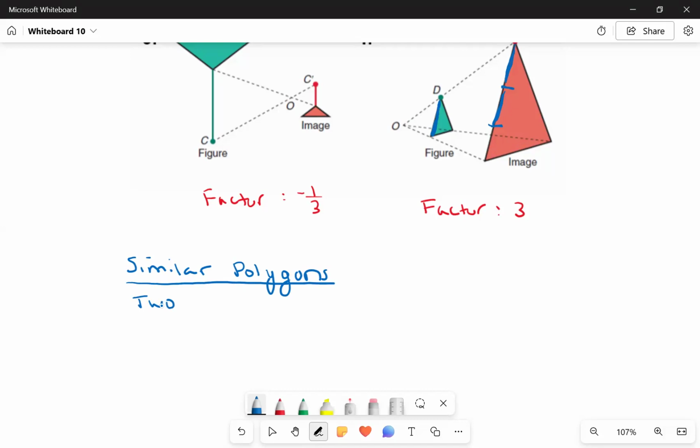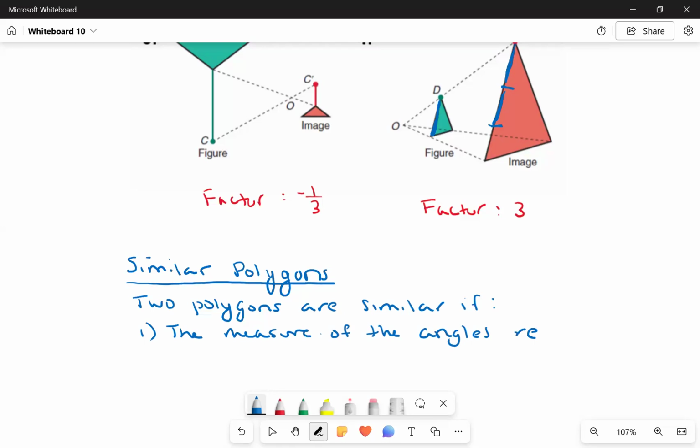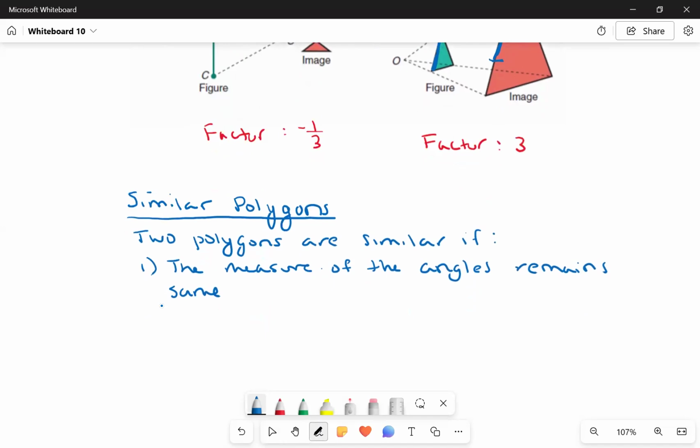Two polygons are similar if, okay, and here's how we know they're similar. The measure of the angles remains the same. That's what keeps it looking like a blown up version of the other, that the angles don't really change. Okay. But here's the other key piece. The lengths of the corresponding sides have a set ratio.